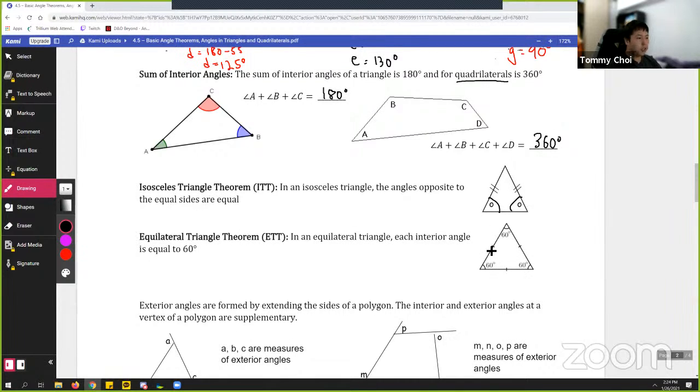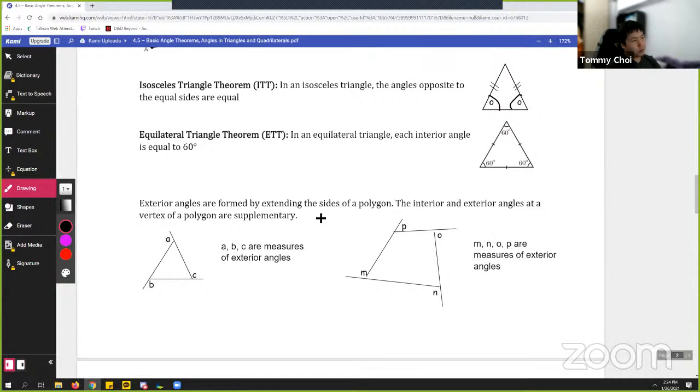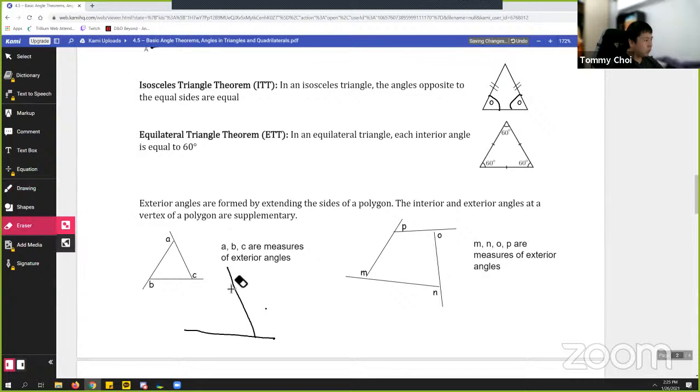So the next part here: exterior angles are formed by extending the sides of a polygon. The interior and exterior angles at a vertex of a polygon are supplementary. So A, B, and C are measures of exterior angles. If we draw a triangle, how you would draw it would be like drawing a really long line and making sure that you kind of go through. These would be exterior angles here. Does that make sense? Notice how it's kind of odd the way you draw it.